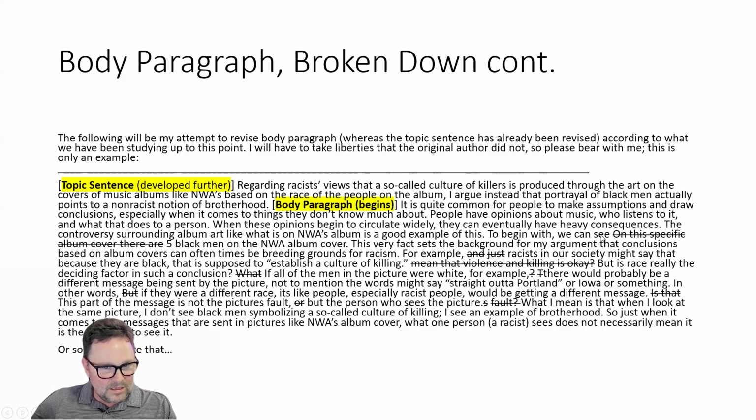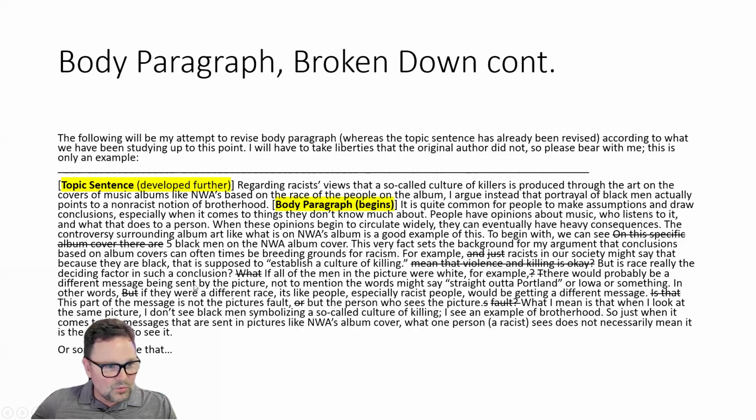To begin with, we can see five black men on the NWA album cover. This very fact sets the background for my argument that conclusions based on album covers can oftentimes be breeding grounds for racism. Brilliant. You make your stance clear. You're saying something else about the example that you're going to use from the visual. This is all great stuff here. And then the rest of it is the significance. You're expounding on the significance.